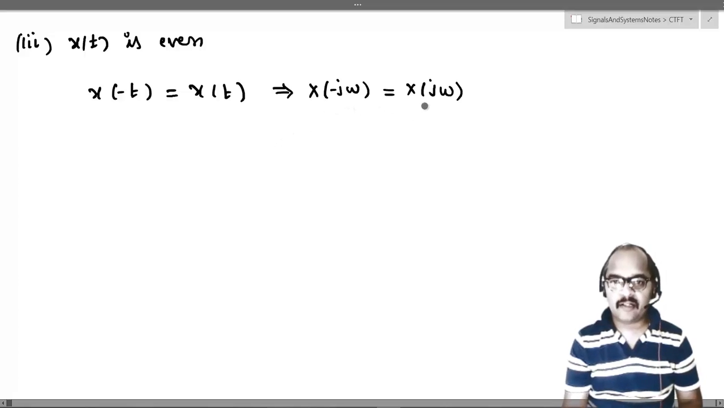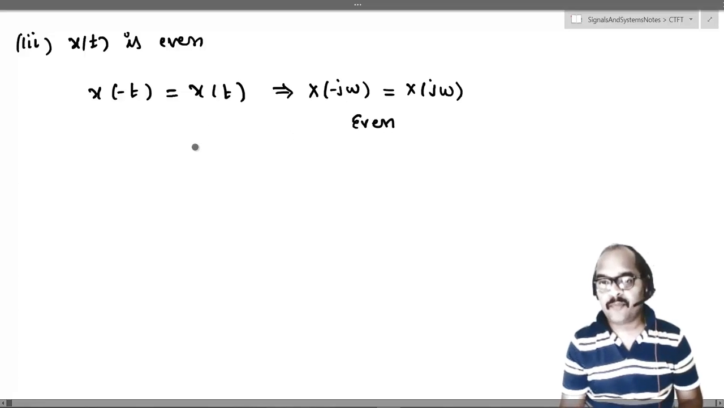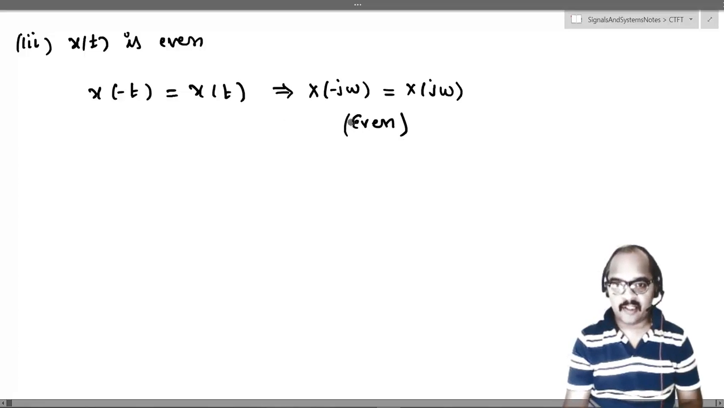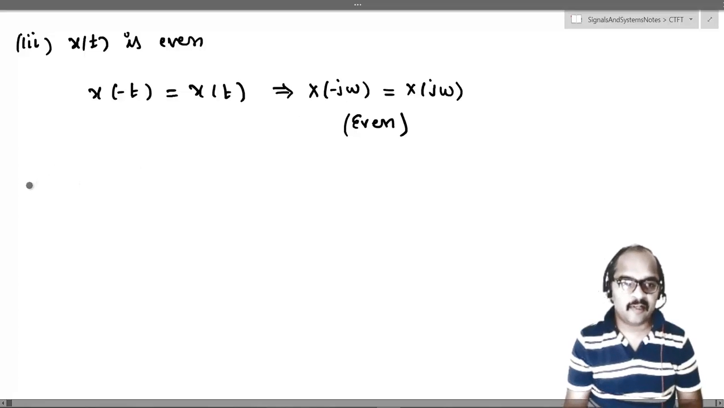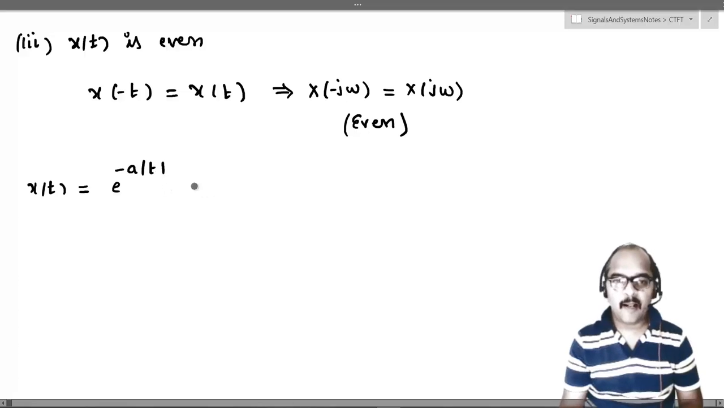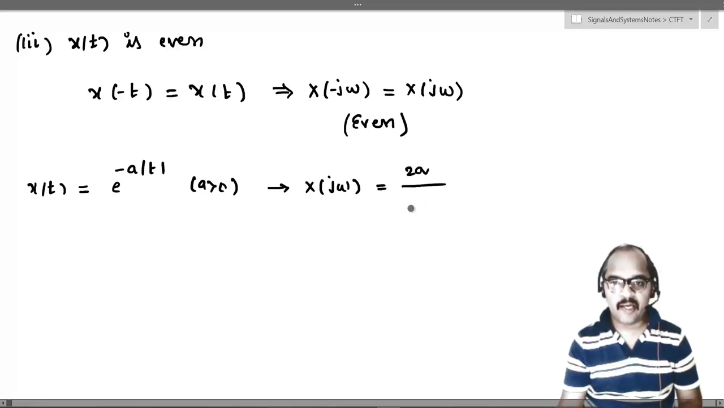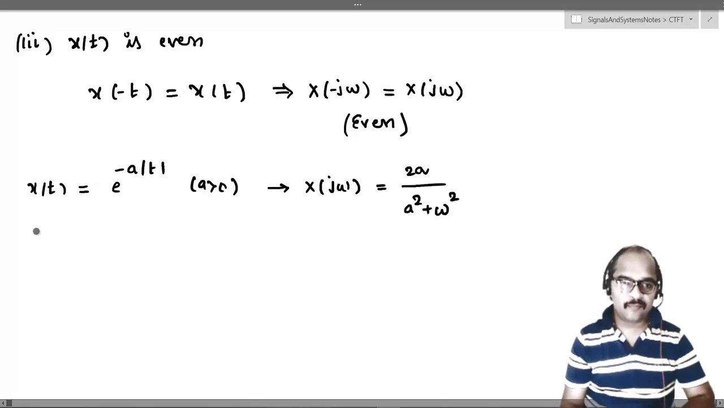Clearly what does this mean? X of minus j omega equal to x of j omega. That implies the Fourier transform is also even. So if the signal is even, then Fourier transform is also even. Just for understanding, we'll take a small example. You remember the third example which we have seen, which is e power minus a mod t with a greater than 0. So what is this fellow's Fourier transform? That we got to be x of j omega, which is equal to 2a by a square plus omega square, correct?